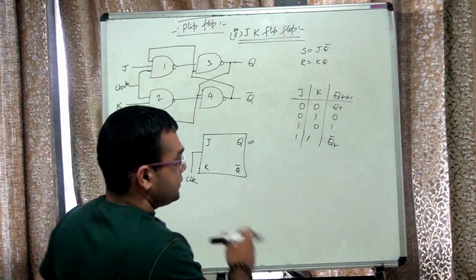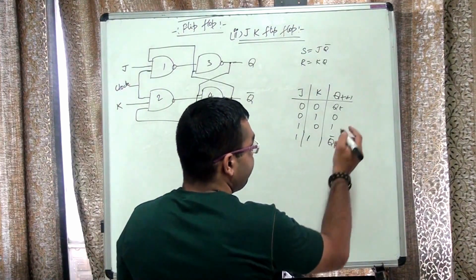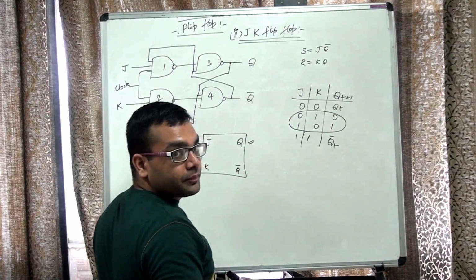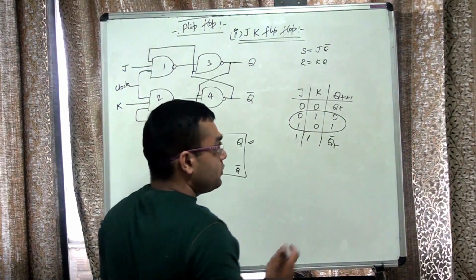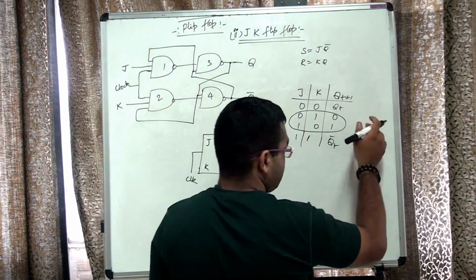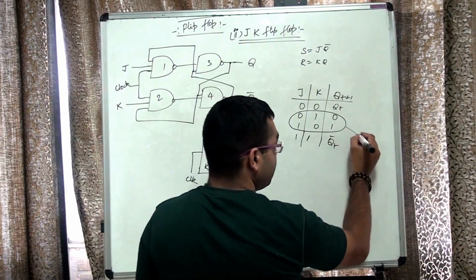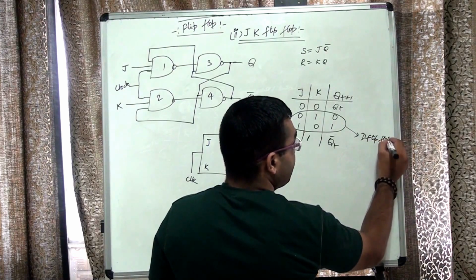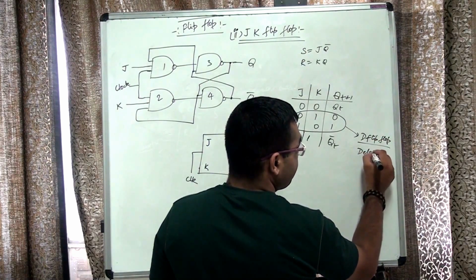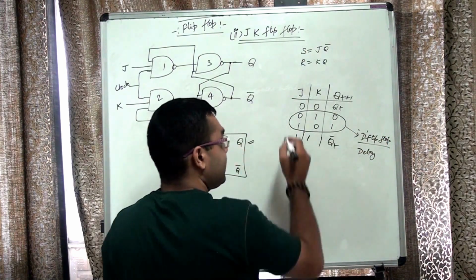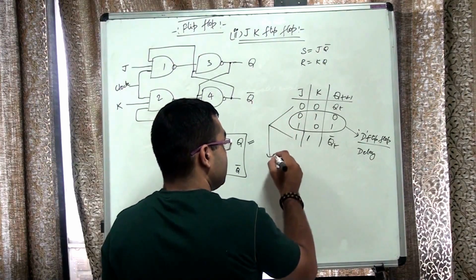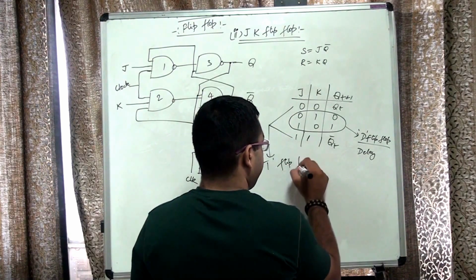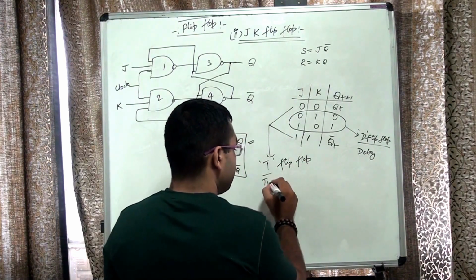Now from this truth table, if I extract out my middle two rows, the resulting flip-flop is what is called the D flip-flop. D stands for delay flip-flop. And if I extract out the first and the last row, that is what is called the T flip-flop, or in short, the toggle flip-flop.